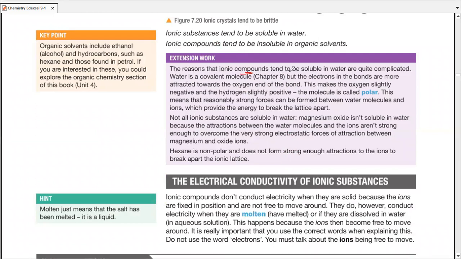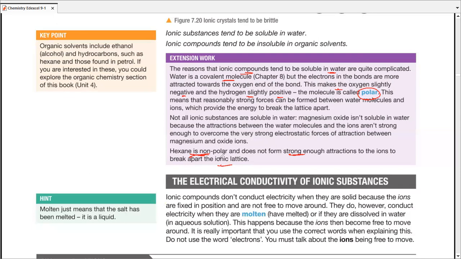So ionic compounds actually have charges, positive and negative charges. They're soluble in water because water is a covalent molecule, which we're going to study in the next chapter, chapter number 8. But sometimes the oxygen atoms or the hydrogen atoms have slight charges. Oxygen has a slightly negative and hydrogen has a slightly positive charge. We call these kinds of molecules polar. If the molecules are polar, they will get attracted by the ionic compound. Seems a little bit difficult, but yeah, that's the reason they dissolve in water. And since hexane has no kind of charges, it cannot attract or break the ionic lattices.